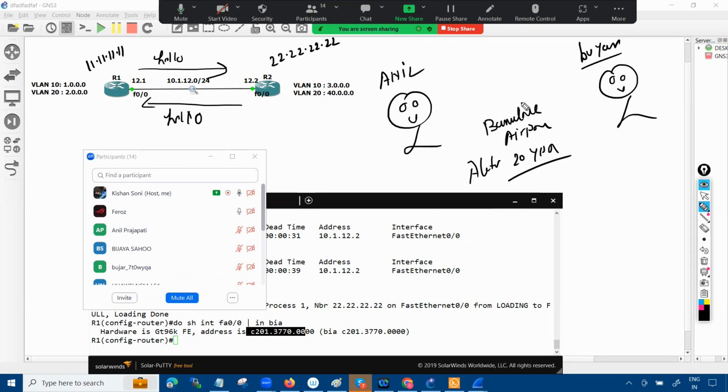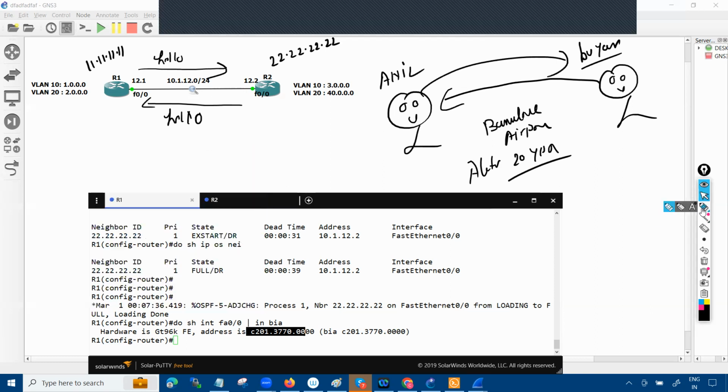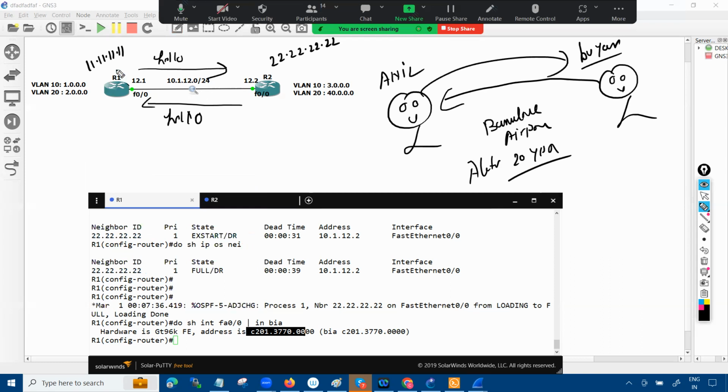So what we did there: Anil said, okay, you are elder than me, you can share the information first, then I will share. The same thing is happening with the OSPF protocol. Both routers have formed the neighborship. After forming the neighborship, now we are ready to exchange the database, the LSA information. So both are fighting each other: no, I want to share the information first.